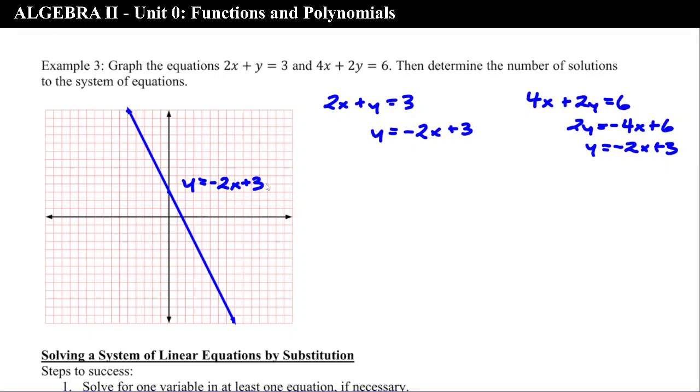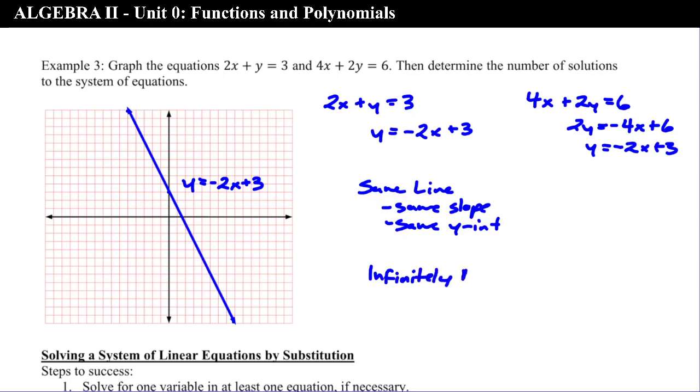And since this is essentially the same graph, you just have one laying on top of the other. You have the same line, which means you have the same slope, and you have the same y-intercept. So therefore, you have infinitely many solutions.